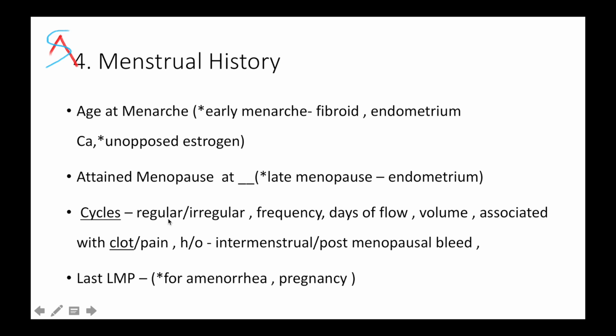In cycles, you have to ask whether cycles are regular or irregular, how many days of flow she has, what is the volume, is it associated with clots. If clot is there, it means the bleeding is excessive. Last menstrual period, this LMP is very important because it can help you to diagnose pregnancy or also amenorrhea.